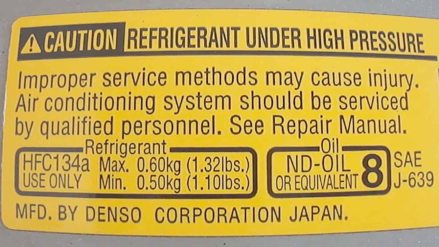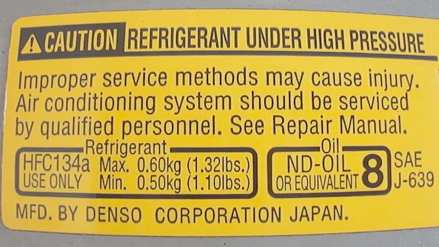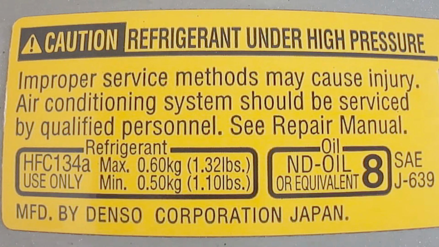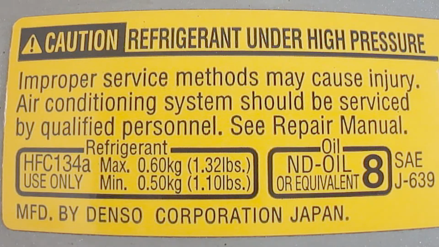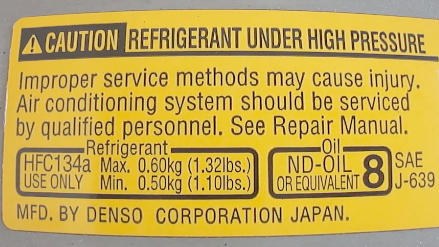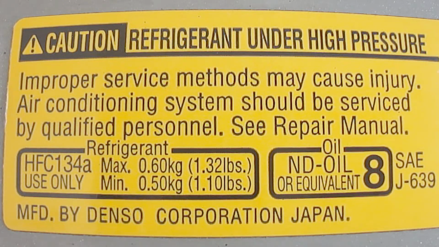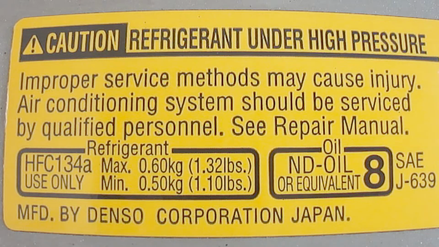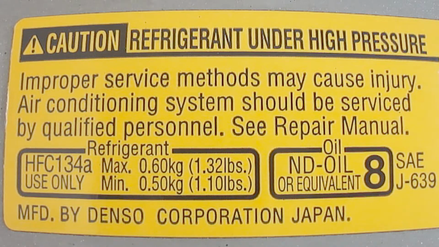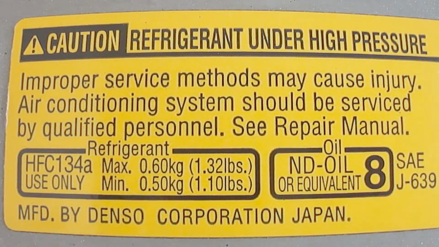As you can see in this particular vehicle, it uses 134A and holds a minimum to maximum amount of 500 to 600 grams. It also gives the minimum to maximum amount in pounds. I always use grams because it's a much easier system to use and because it's a smaller, more accurate unit of measurement.